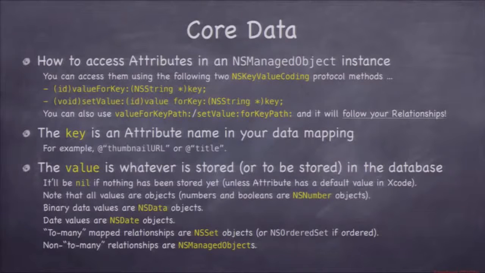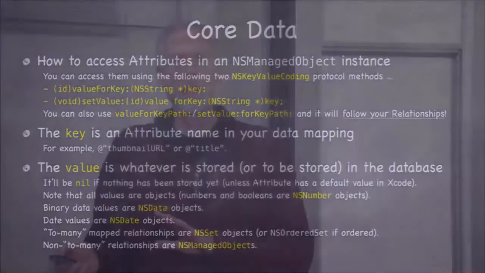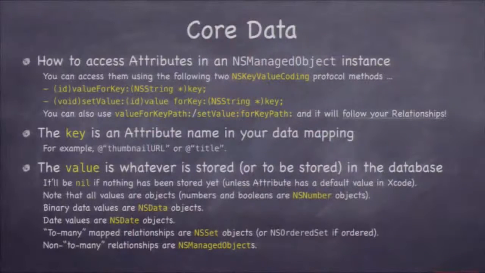This is how NSManagedObject works. It implements all these, and you can say value for key @title, and you can get the title of a photo. Or you can say set value, whatever you want, for key @title, and set the value of the title. Simple as that. Okay? Value for key, set value for key. Any questions about that? Okay? So the key is obviously just a string, the name of the property in your visual map that we built earlier. The value would be just an object, like an NSString if it was the title, an NSDate if it was the upload date, an NSData if it was the thumbnail data or whatever.